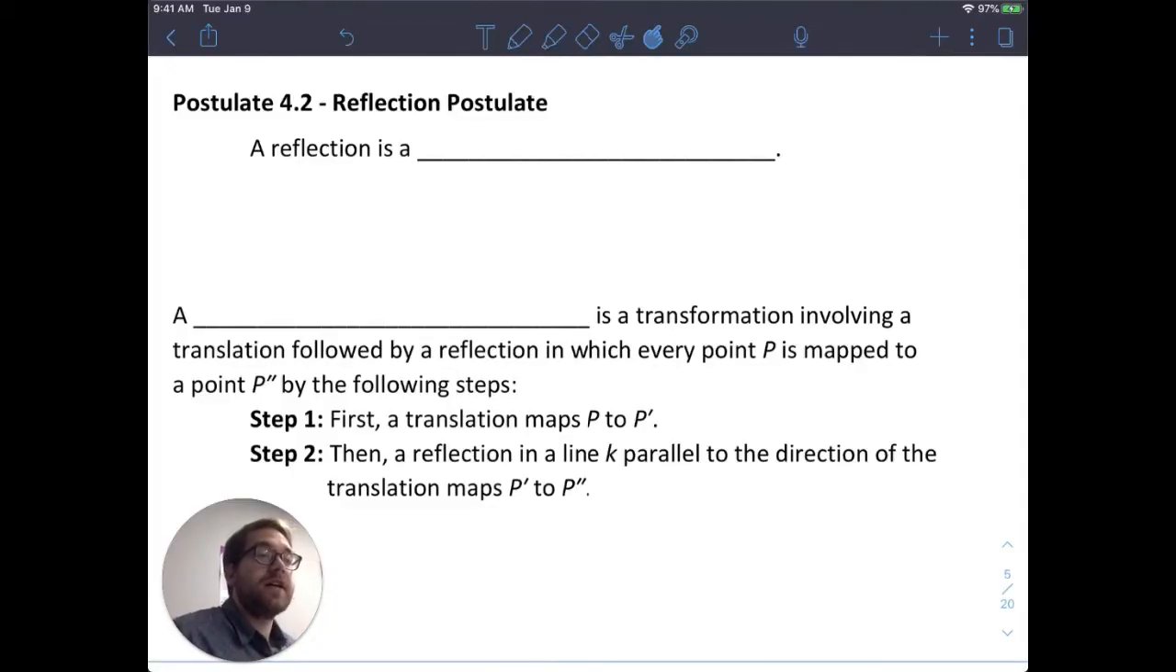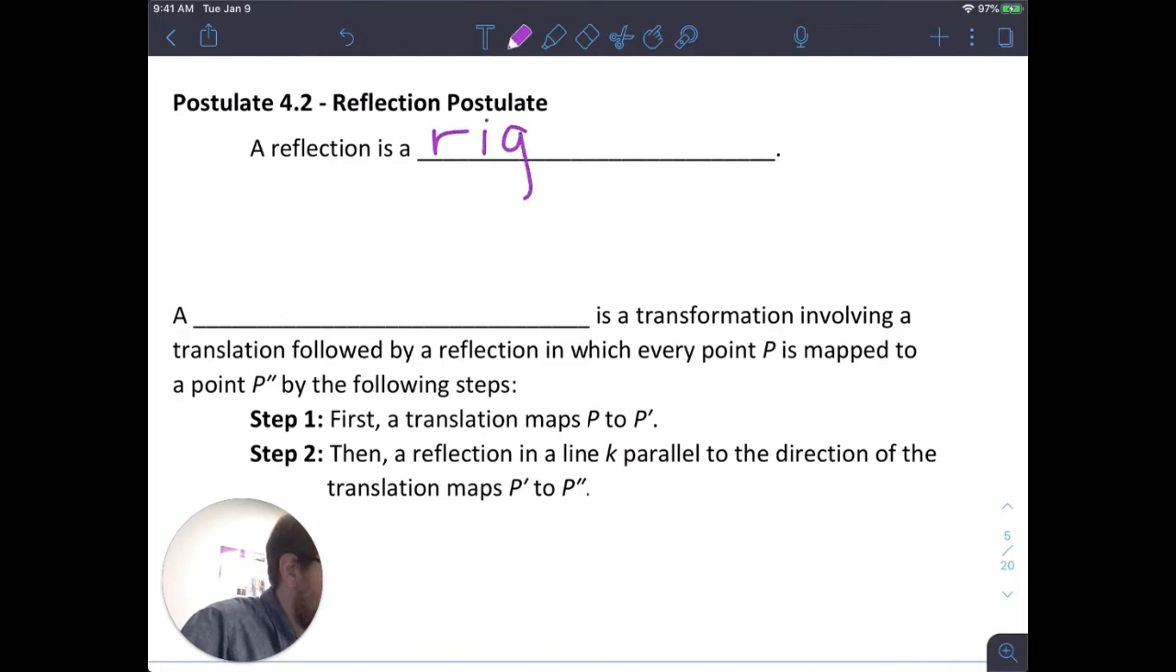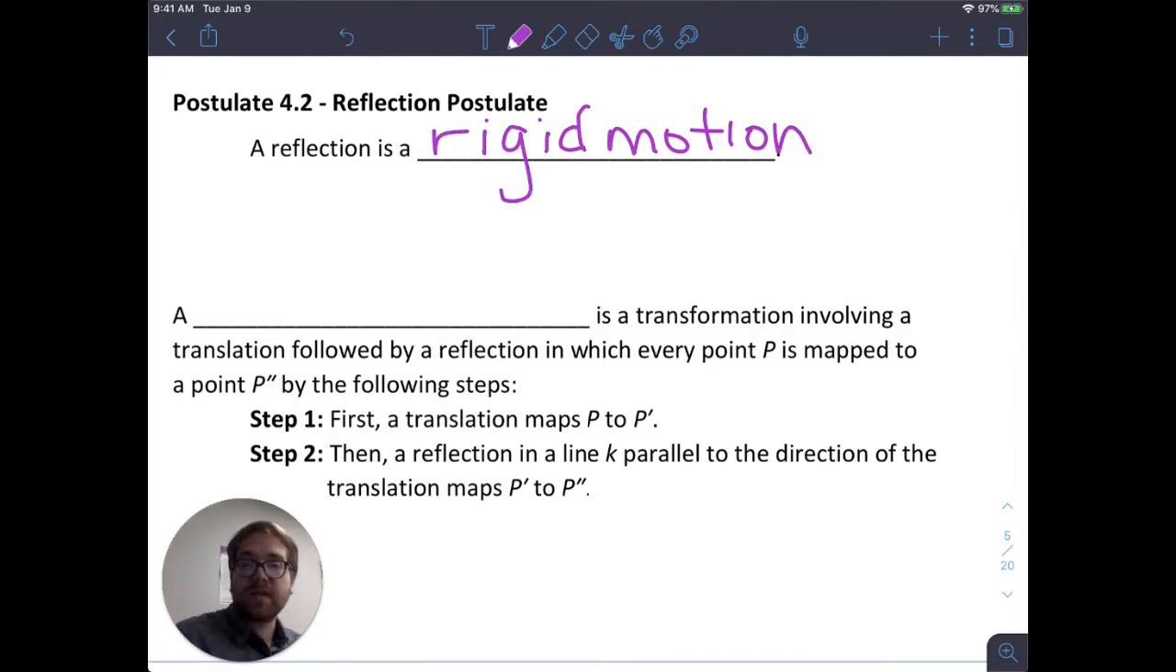All right, so just like with translation, we had the translation postulate that said a translation is rigid motion, so a reflection is also rigid motion. Meaning it's not going to change its lengths or angle measures, it's going to stay the same shape and everything.